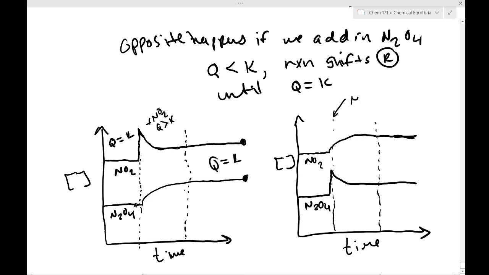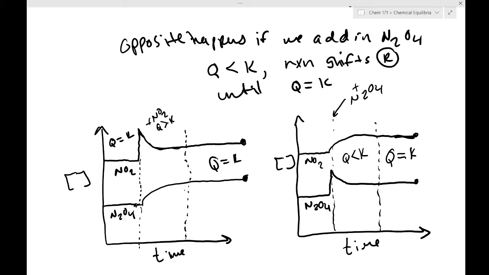Here we added N2O4. Q, in this case, is less than K. And then after we reach equilibrium again, Q is now equal to K. But we have different initial concentrations of NO2 and N2O4. So disturbing the system increases or decreases the concentration of each of the substituents in this case.